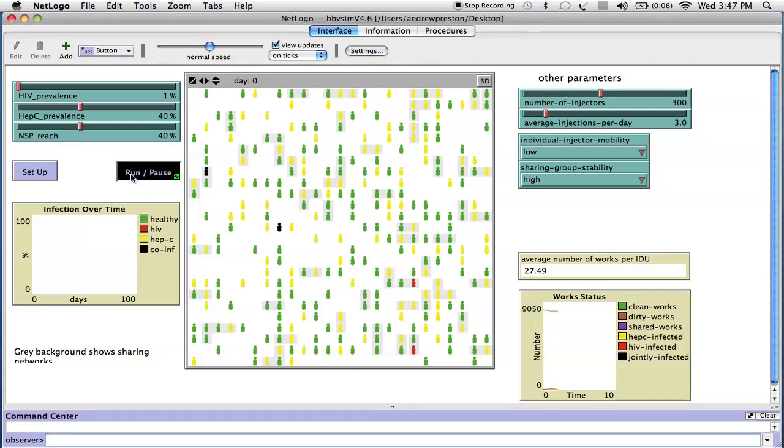So if I just press the Run button there, the BBV sim sets off, and what's happening now as the days tick by is that each hour of the 24 in a day, each of the injecting drug users in the model will be making a decision about whether to inject or not. They will have been randomly assigned an injection frequency somewhere between 6 and 1 times a day, and that's based on the average injections per day. So if the average injections per day was higher, then the maximum number of injections would be higher.